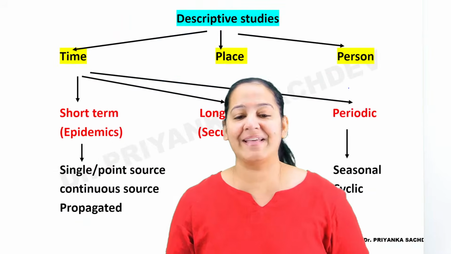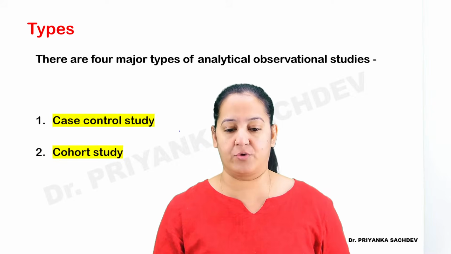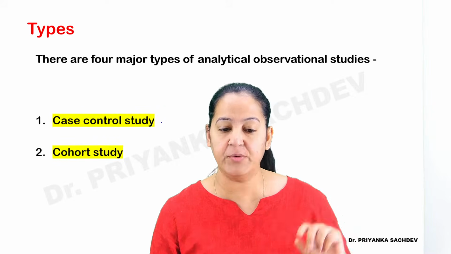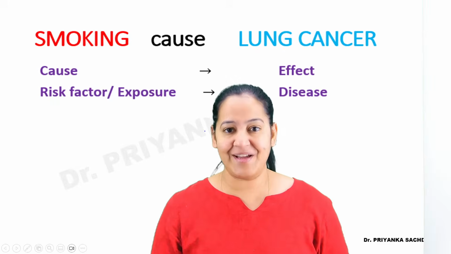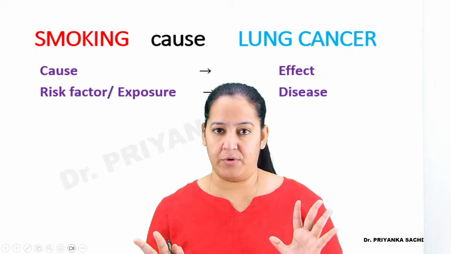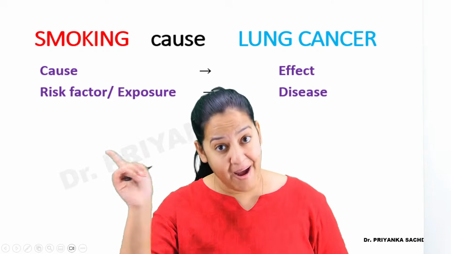So let's start the case control study. In analytic study, the first study I'm teaching you is the case control. There are two types of analytic study. Mainly we use case control and cohort. In case control study, I will take the same example throughout: smoking leads to lung cancer. I know it's proven, but suppose we are going to prove it by the case control study.